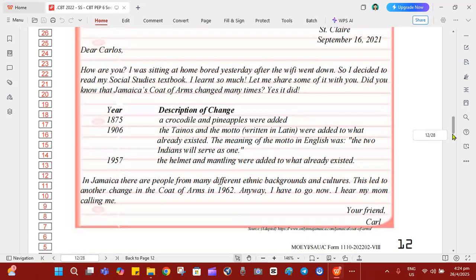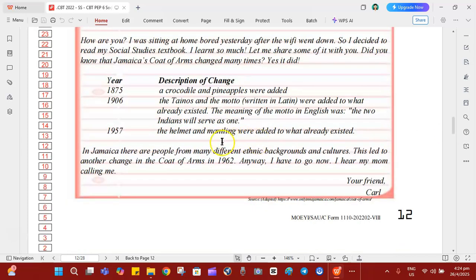In Jamaica, there are people from many ethnic backgrounds and cultures. This led to another change in the coat of arms in 1962. Anyway, I have to go now. I hear my mom calling me. Your friend, Carl.